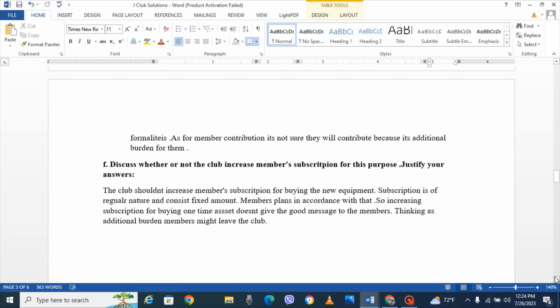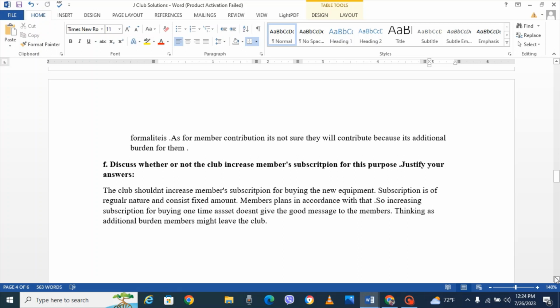So finally, in part F, the question has asked you to discuss whether or not the club should increase member subscription for this purpose. Justify your answers. Actually, the club should not increase member subscription for buying the new equipment because subscription is of a regular nature and consists of a fixed amount. Members plan in accordance with that because they are clear that this much amount has to be contributed annually or monthly. But if we ask them to contribute some additional fund for buying new equipment, I think that's not a better decision.